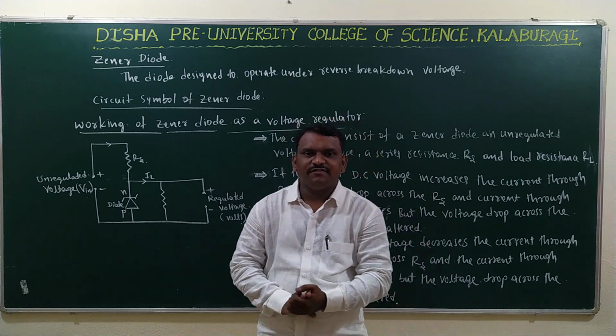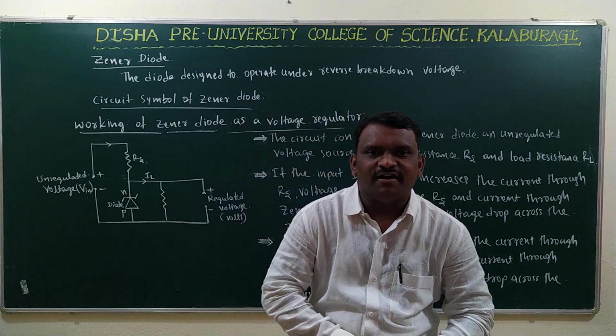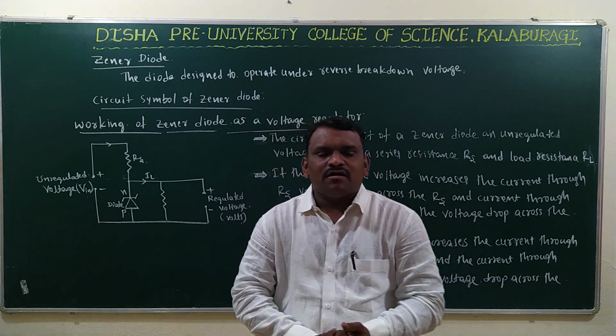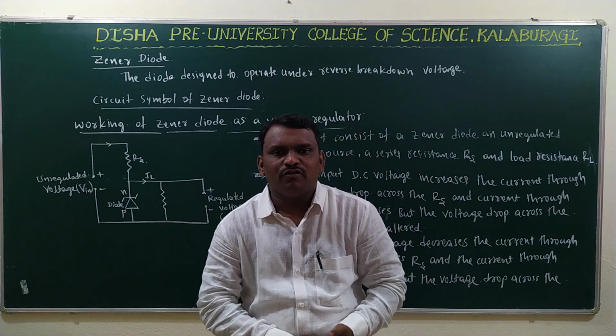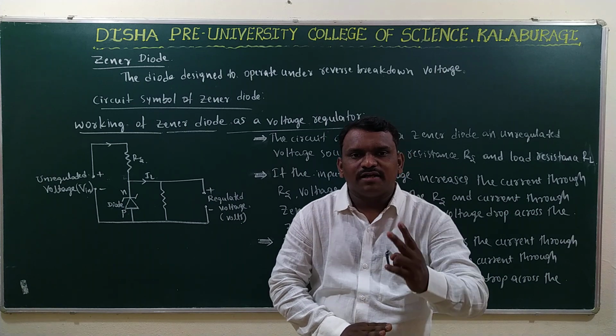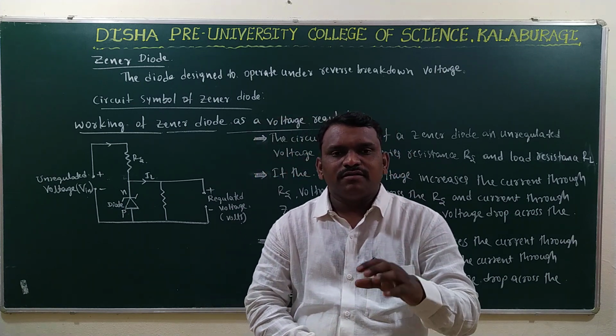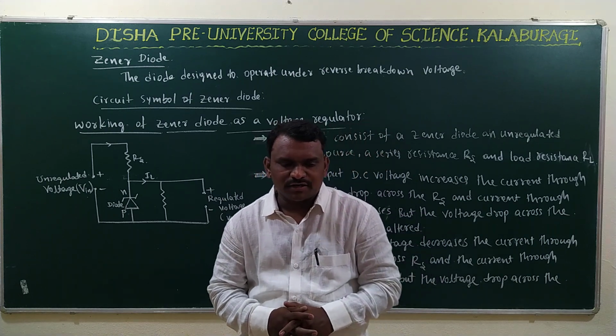There are two types of rectifier: one is the half wave rectifier and the other is the full wave rectifier. I want to give some differences between them. In the full wave rectifier two diodes are used, right? In the half wave rectifier a single diode is used.